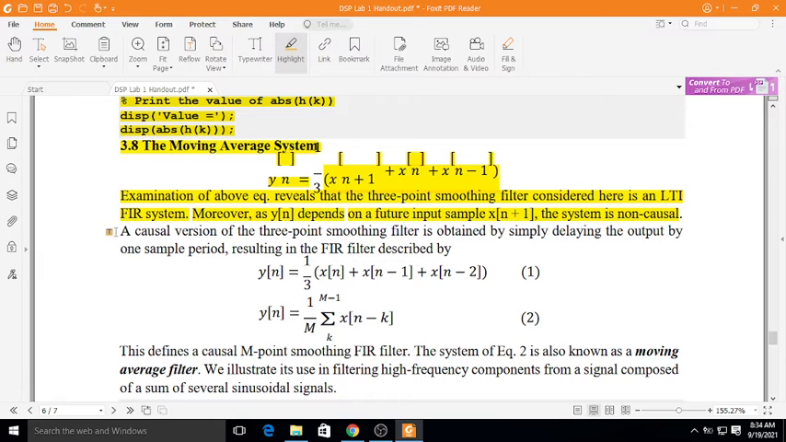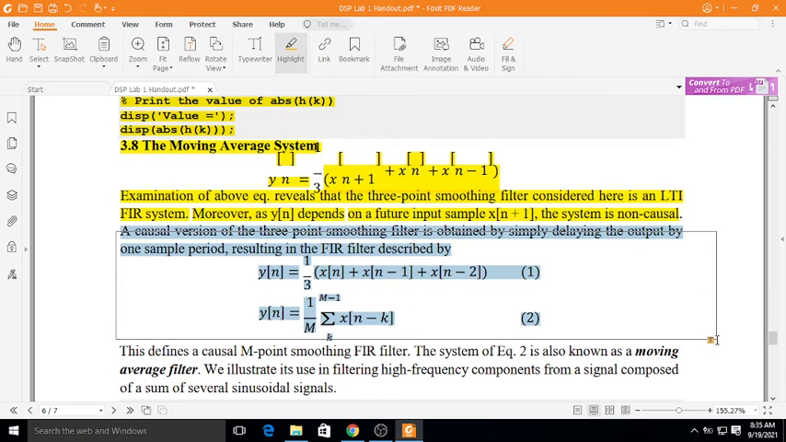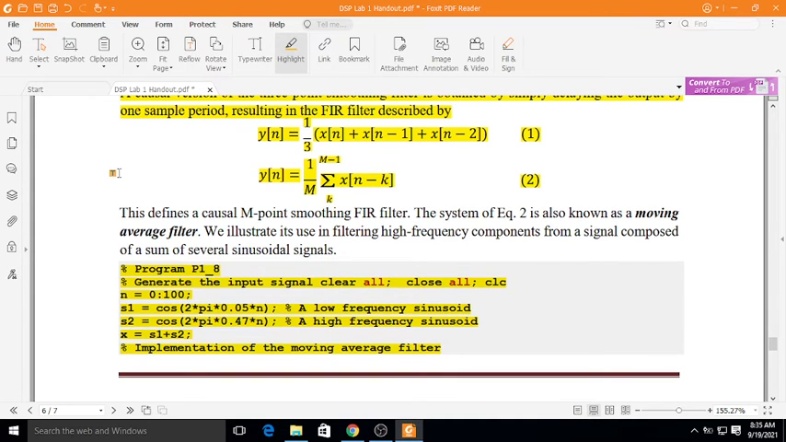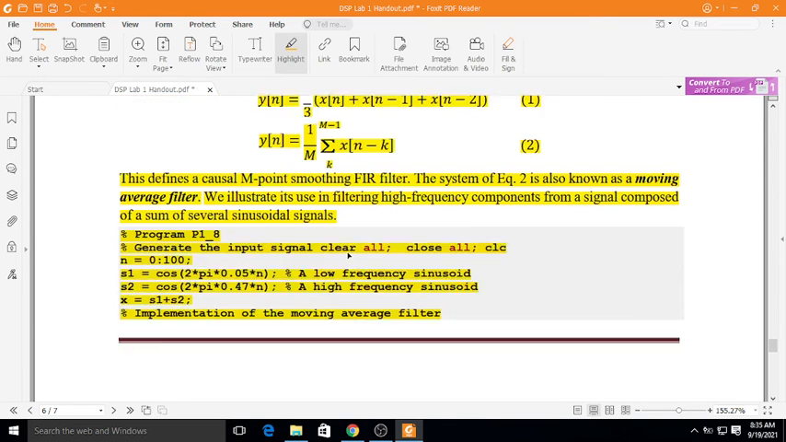A causal version of the 3-point smoothing filter is obtained by simply delaying the output by one sample period, resulting in the FIR filter described by y[n] = 1/3 (x[n] + x[n-1] + x[n-2]). In general, y[n] = 1/M times the sum of x[n-k]. This defines a causal M-point smoothing FIR filter. The system of equation 2 is also known as a moving average filter. We illustrate its use in filtering high-frequency components from a signal composed of a sum of several sinusoidal signals.